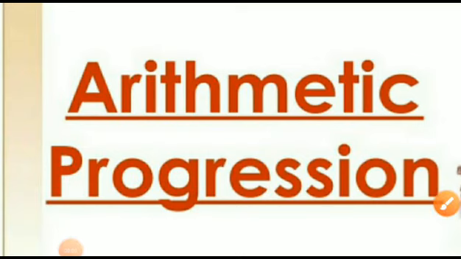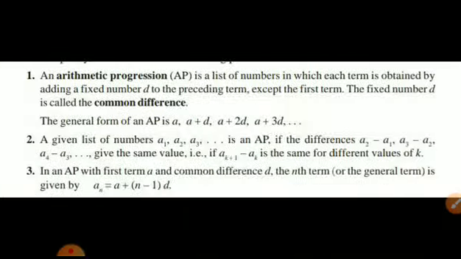Hello children. In the previous video, we already started a new chapter, AP, that is arithmetic progression. So, what was an AP? An AP is a list of numbers in which each term is obtained by adding a fixed number d to the preceding term. That fixed number d is also called the common difference. And we have also seen that the common difference will be either positive or negative, or it may be 0 itself.